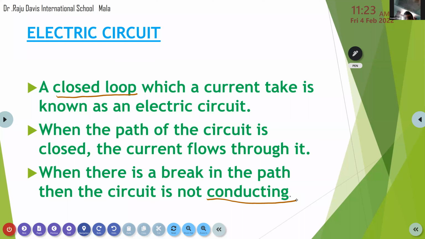So what is an electric circuit? A closed loop which a current takes is known as an electric circuit. So then, next question.